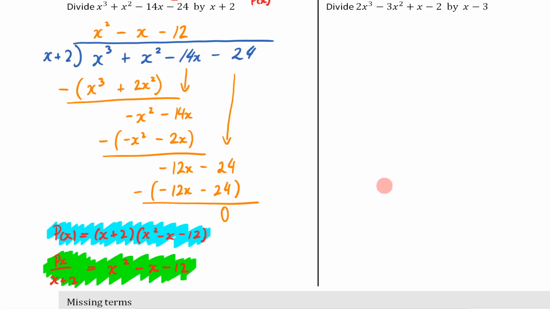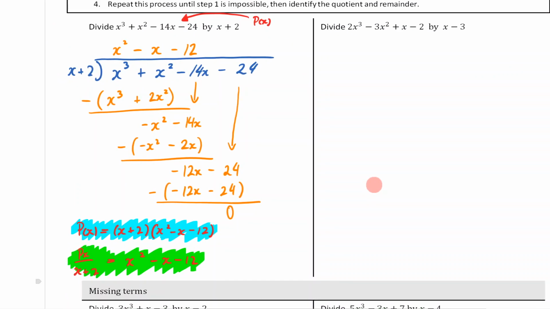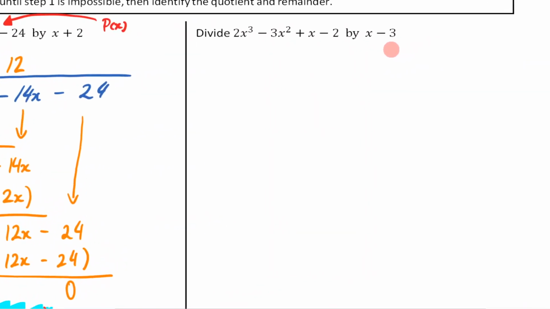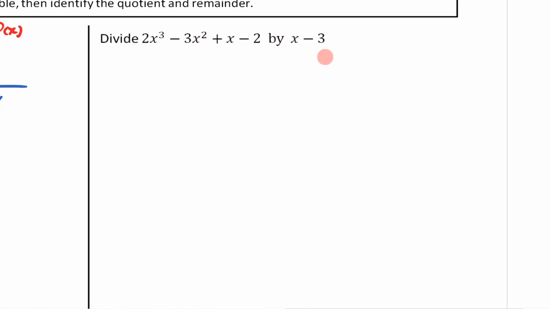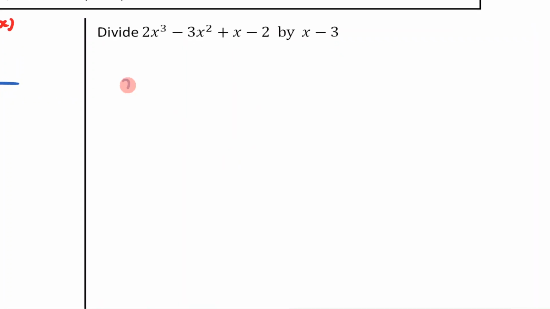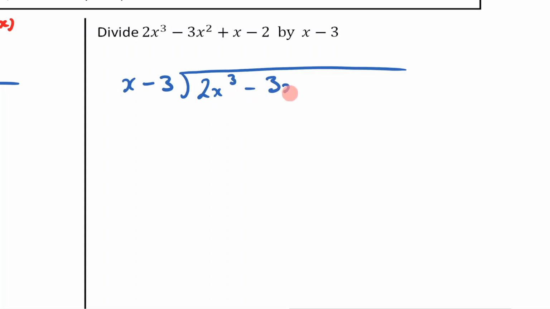Okay, perfect. Now is probably a good idea to pause the video and see if you can do the next one for yourself. Okay, hopefully you paused the video. Let's now go through this one over here. So let's again come here and just write out what we're going to do. So I have x minus 3 this time, and I have 2x cubed minus 3x squared plus x minus 2. Okay, let's go.